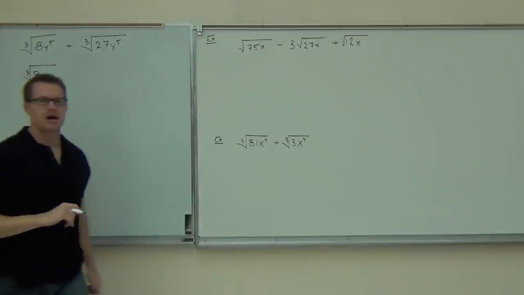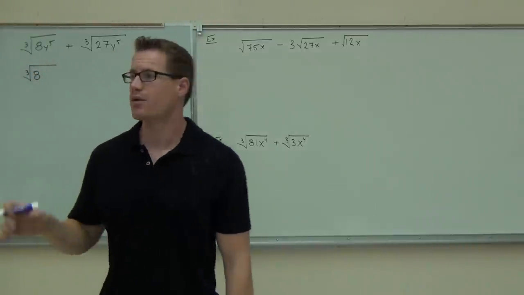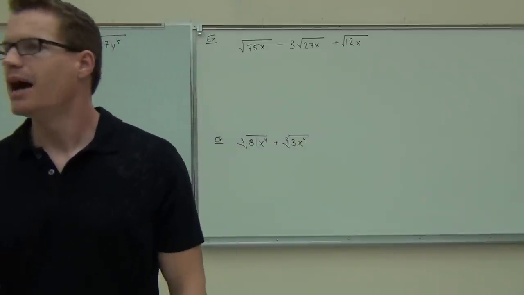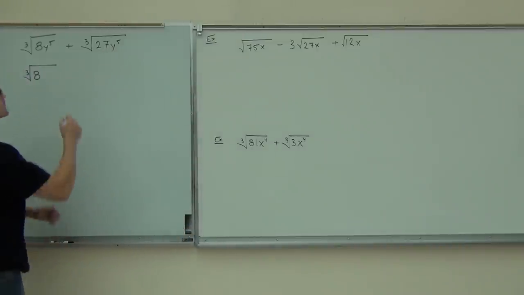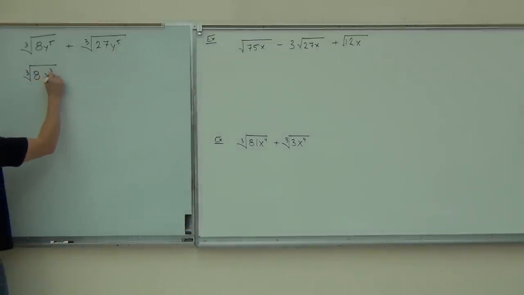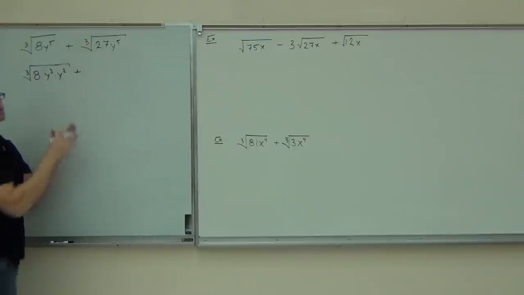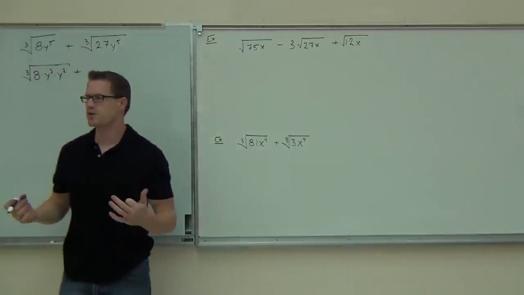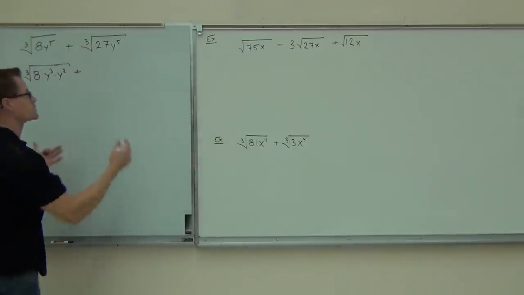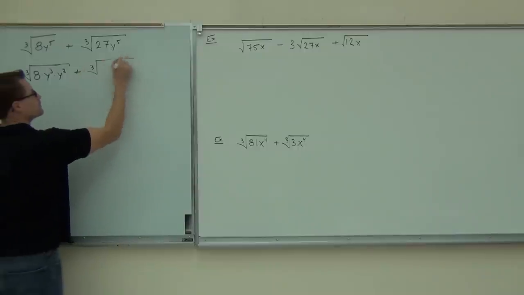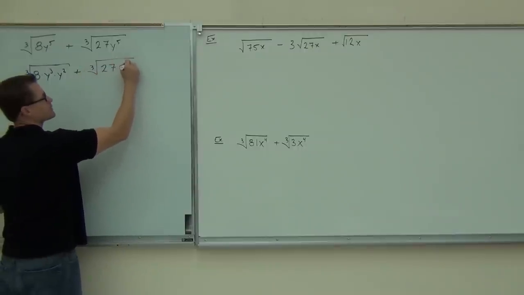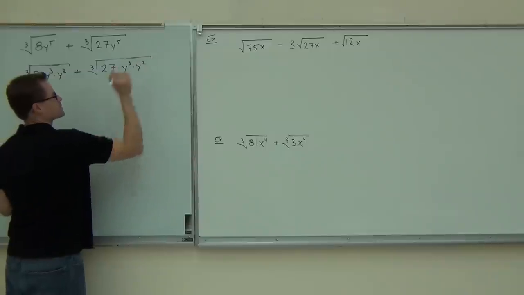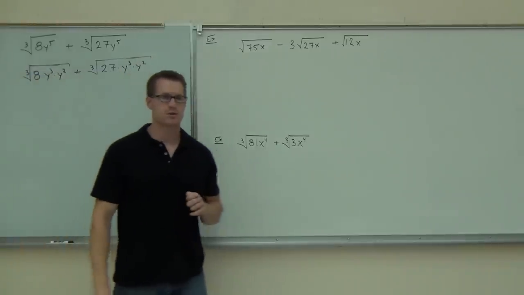However, y to the fifth, the power is bigger than the root, and we know that anytime the power is bigger than the root, I can simplify that. How am I going to write y to the fifth so that I can simplify it, folks? Y cubed times y squared. Perfect. That's exactly right. Same situation over here. 27 is a perfect cube. I know the cube root of that is 3. That's great. I don't have to change 27. However, the y to the fifth, I need to write that as y cubed times y squared as well. Did you make it that far, folks?